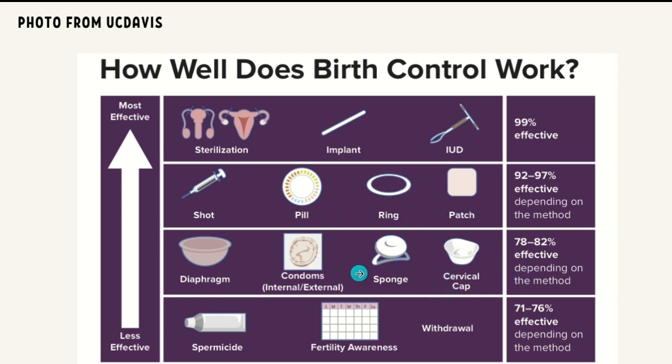And then this next round is 78 to 82% effective, depending on the method. You have the cervical cap, the sponge, then the condom, that one is external, and then the diaphragm, which goes inside the vagina. Then at 92 to 97% effective, you have the patch, the ring, the pill, and the shot. Then 99% effective, you have sterilization. Basically, this would mean they tie their tubes, or they have an implant, or you get an IUD. An implant is what they put in the arm, I think. I don't necessarily remember.